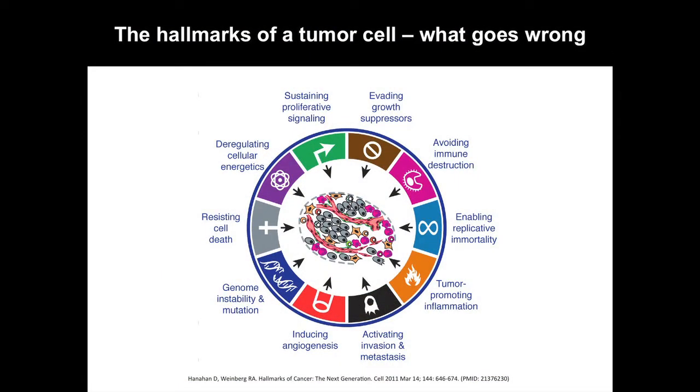Luckily for you, there are a lot of things that have to go wrong before you get a tumor. Okay, so these are the different kinds of biological processes that actually need to change before you develop cancer. Just as an example, I'll focus on one of them, which is avoiding immune destruction.